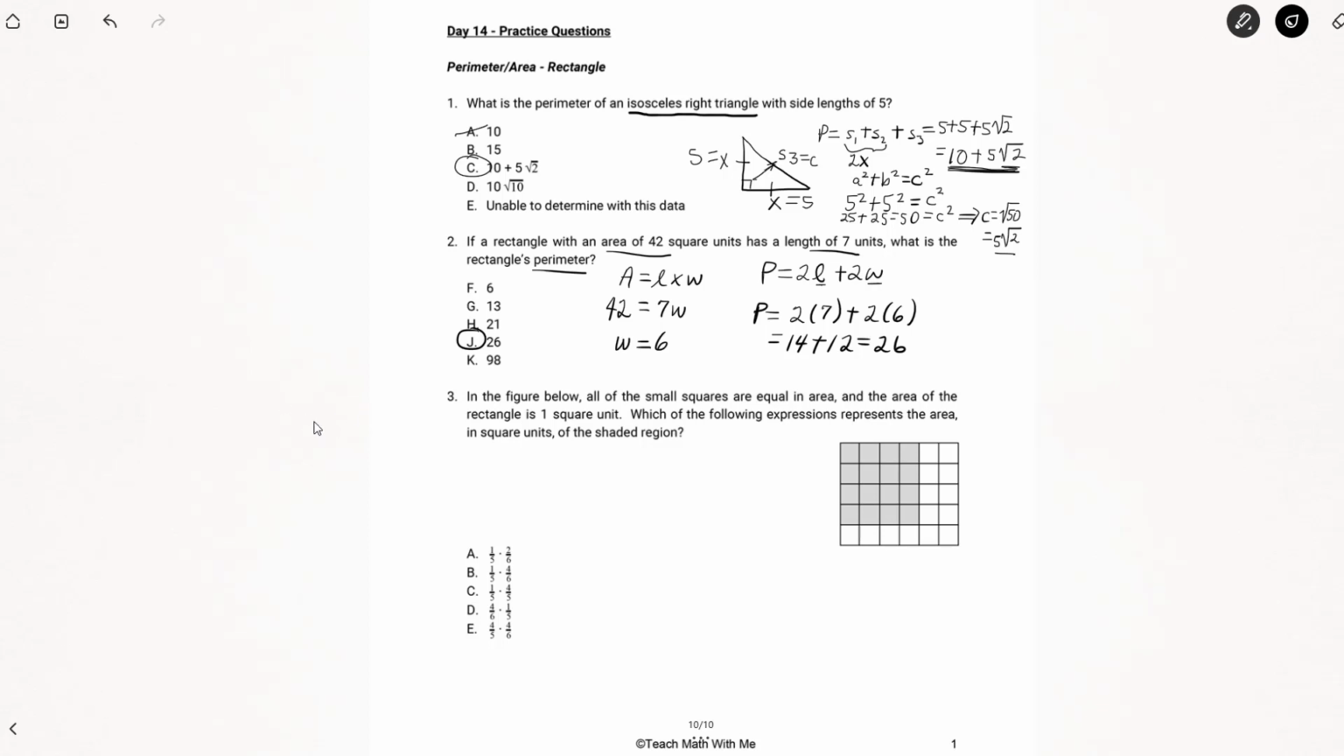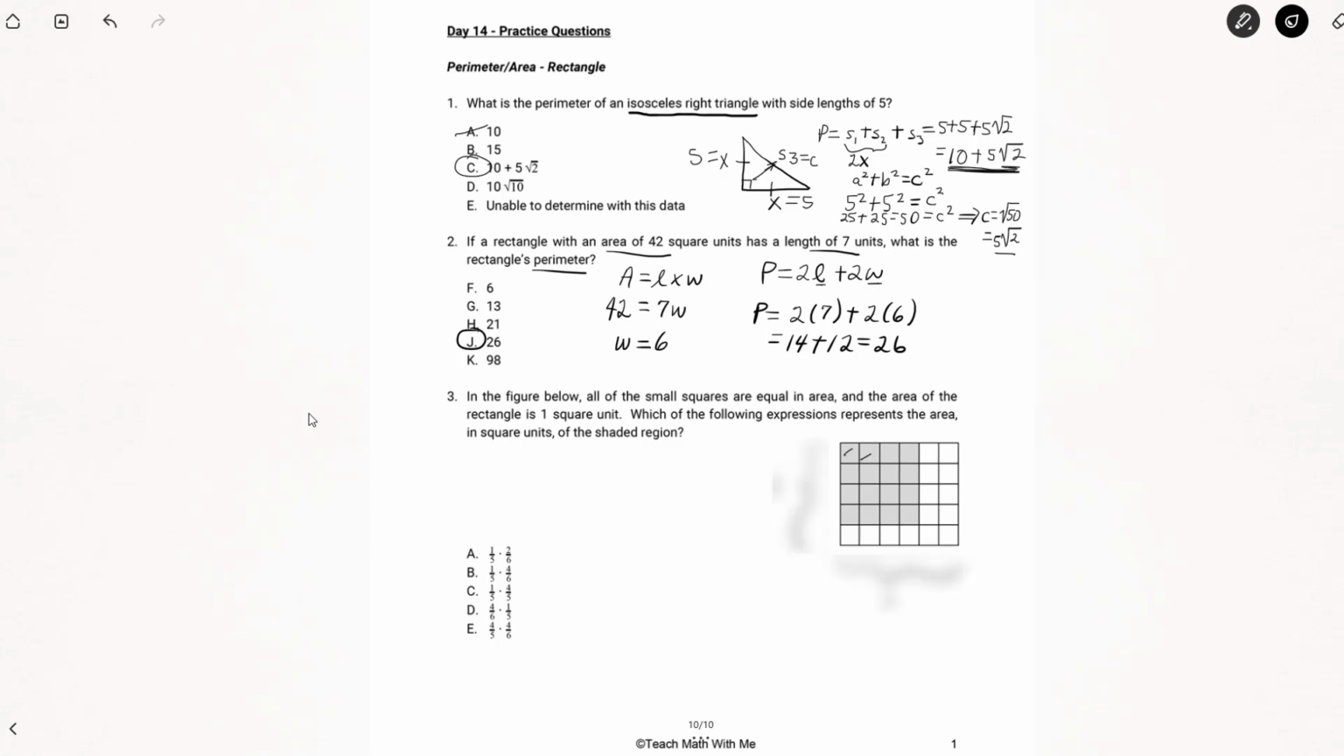Okay, now let's take a look at number 3. In the figure below, all of the small squares are equal in area, and the area of the rectangle is 1 square unit. Which of the following expressions represents the area in square units of the shaded region? This is a problem that we have come to see quite often on the ACT, so it's a good idea to get familiar with how to calculate this.